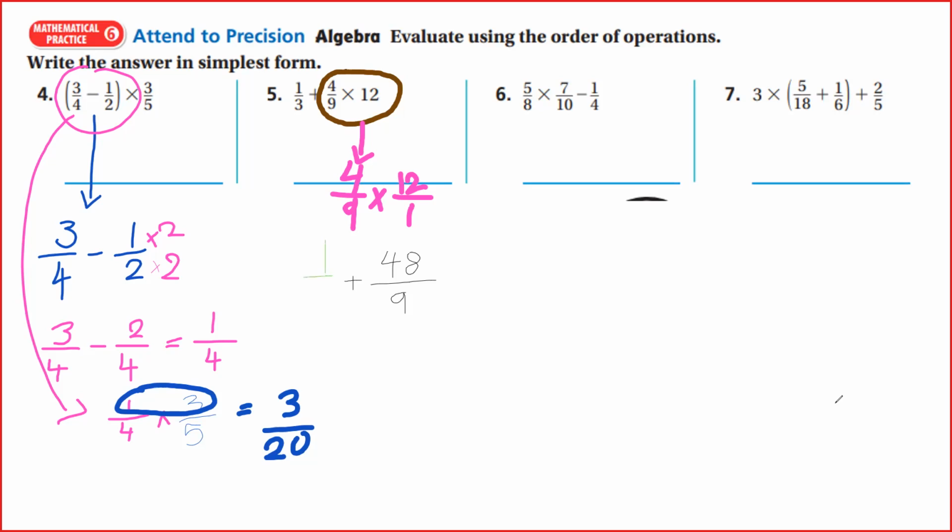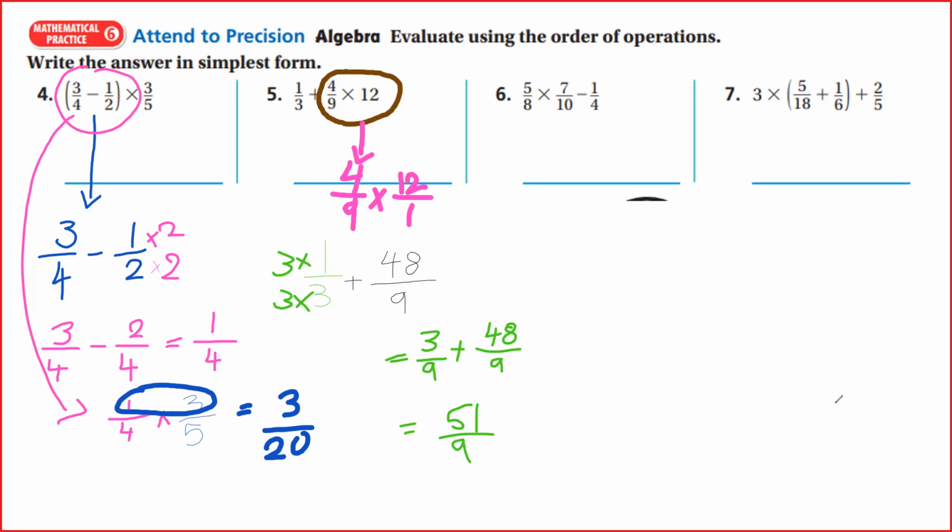1 over 3. Then look at the denominators down. Do we have the same denominator? No. Okay, so how can I make 3 to be 9? You can multiply by 3. By 3 up, by 3 down. Then it will be 3 over 9, plus 48 over 9. 3 plus 48 is 51. 51 over 9.